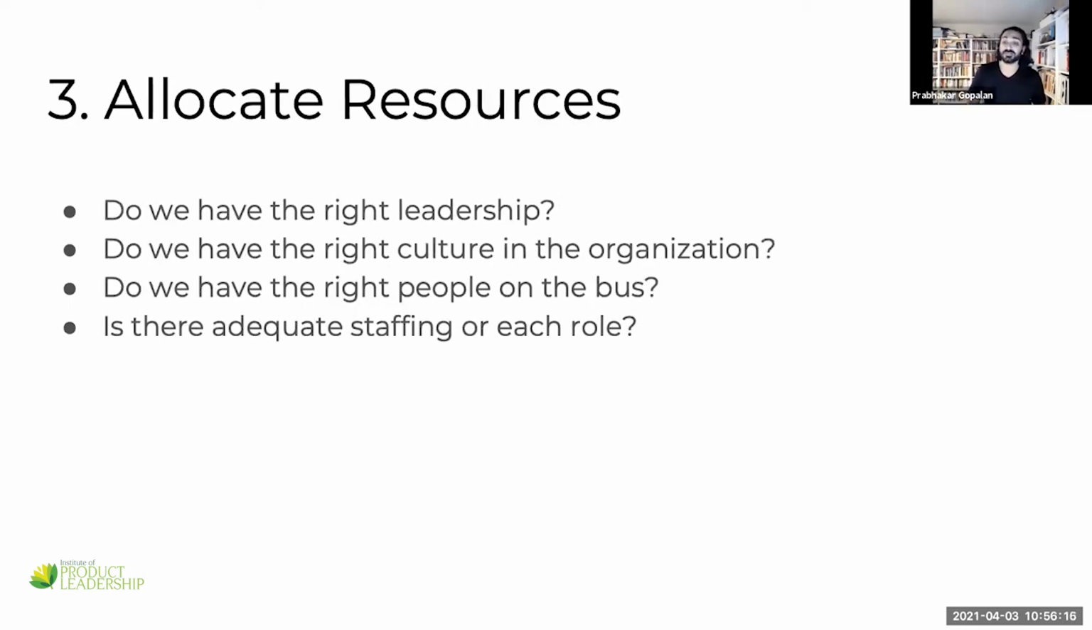The third one is allocating the resources. You put your fancy product roadmap. You've said all these things are going to come out in this time frame, but wait a second. Do you have the right resources? Do you have the bandwidth? Do you have the right leadership in the organization, the culture to execute that? Is there adequate staffing? All of these are very important for the product manager to understand and communicate upstream, communicate downstream, and sideways to the organization.